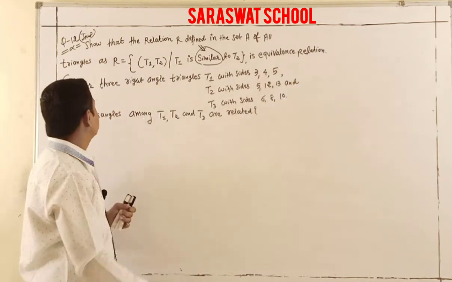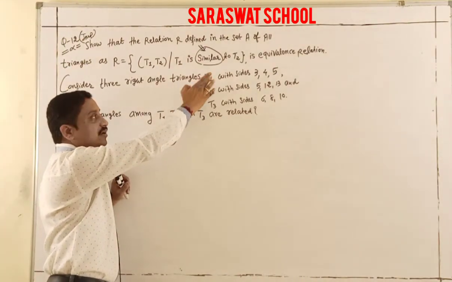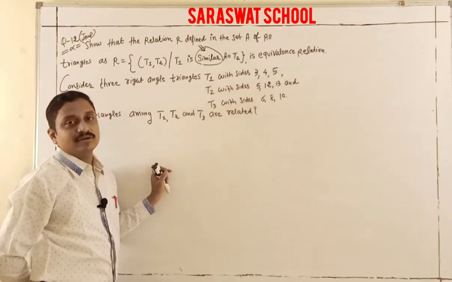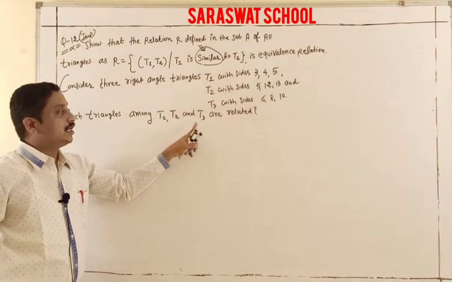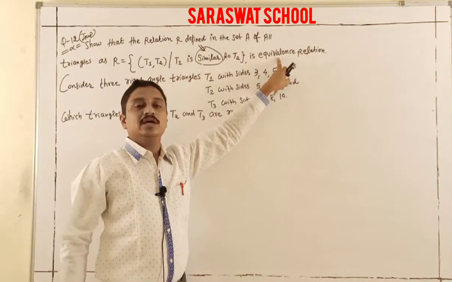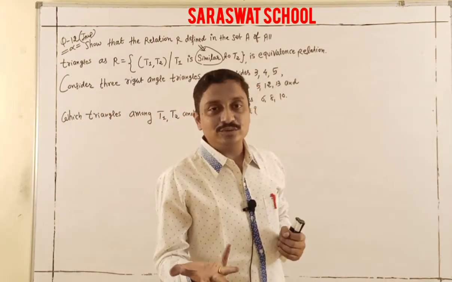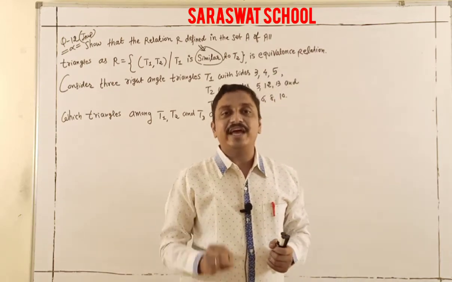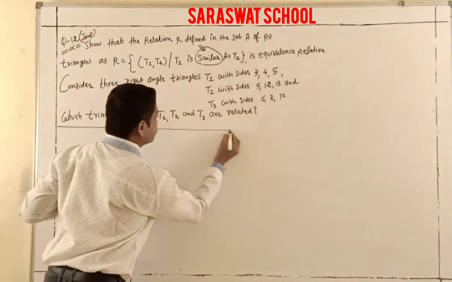After that, consider right-angled triangles, where T1 has sides 3, 4, 5, T2 has sides 5, 12, 13, and T3 has sides 6, 8, 10. Then we are asked which among T1, T2, T3 are related. First I go up to the equivalence relation. It means I show reflexive, symmetric, and transitive. So one by one I start.